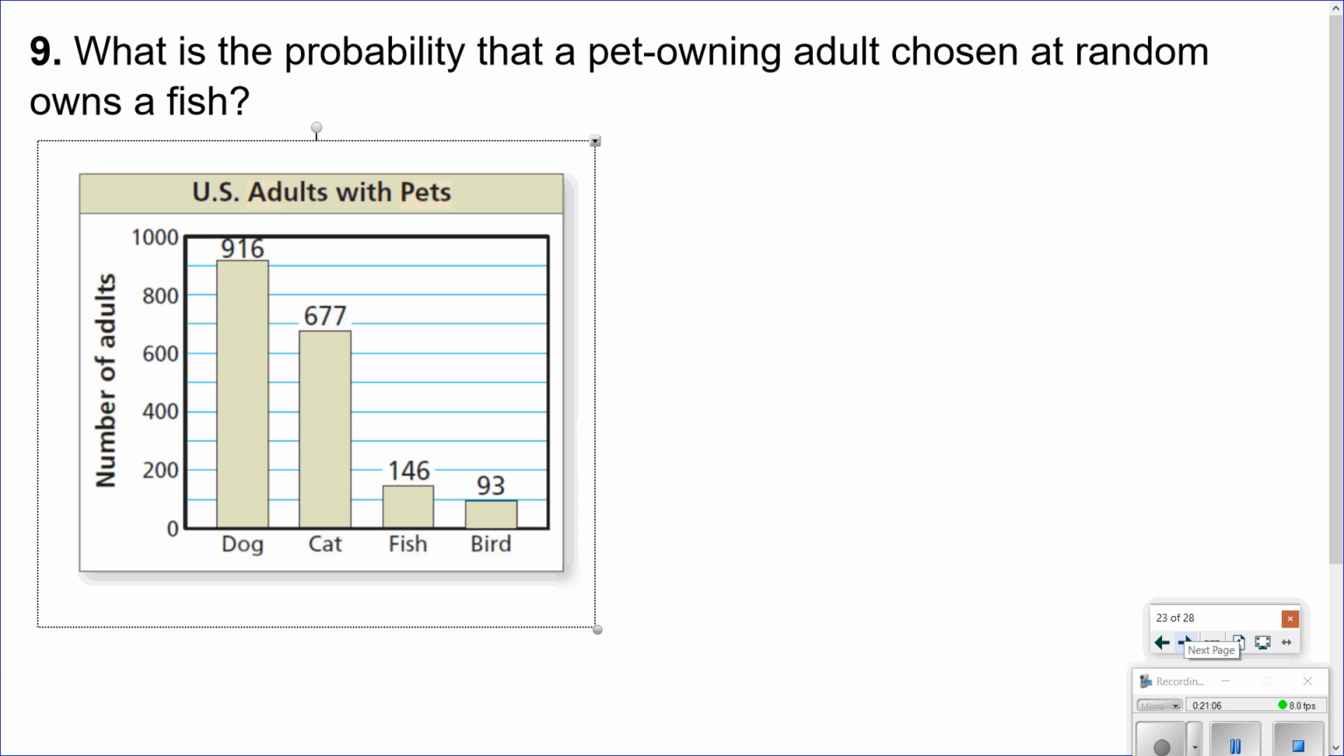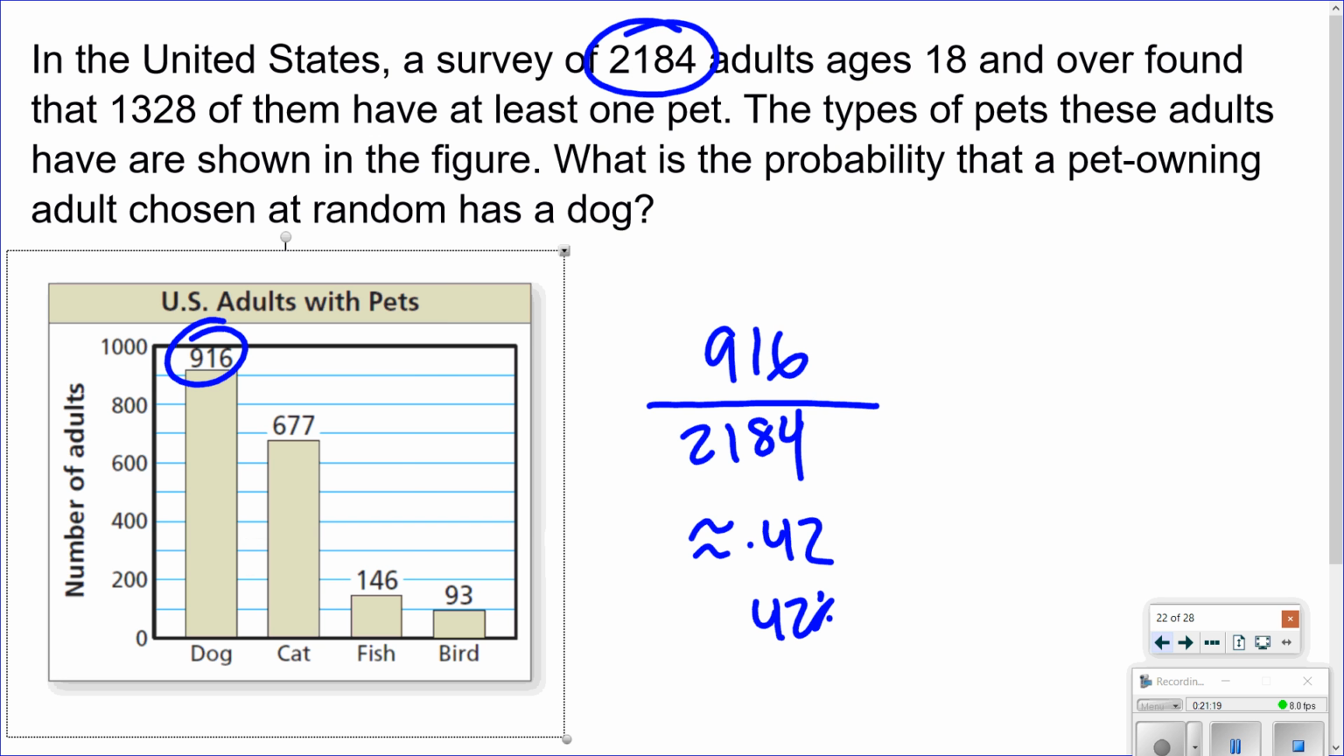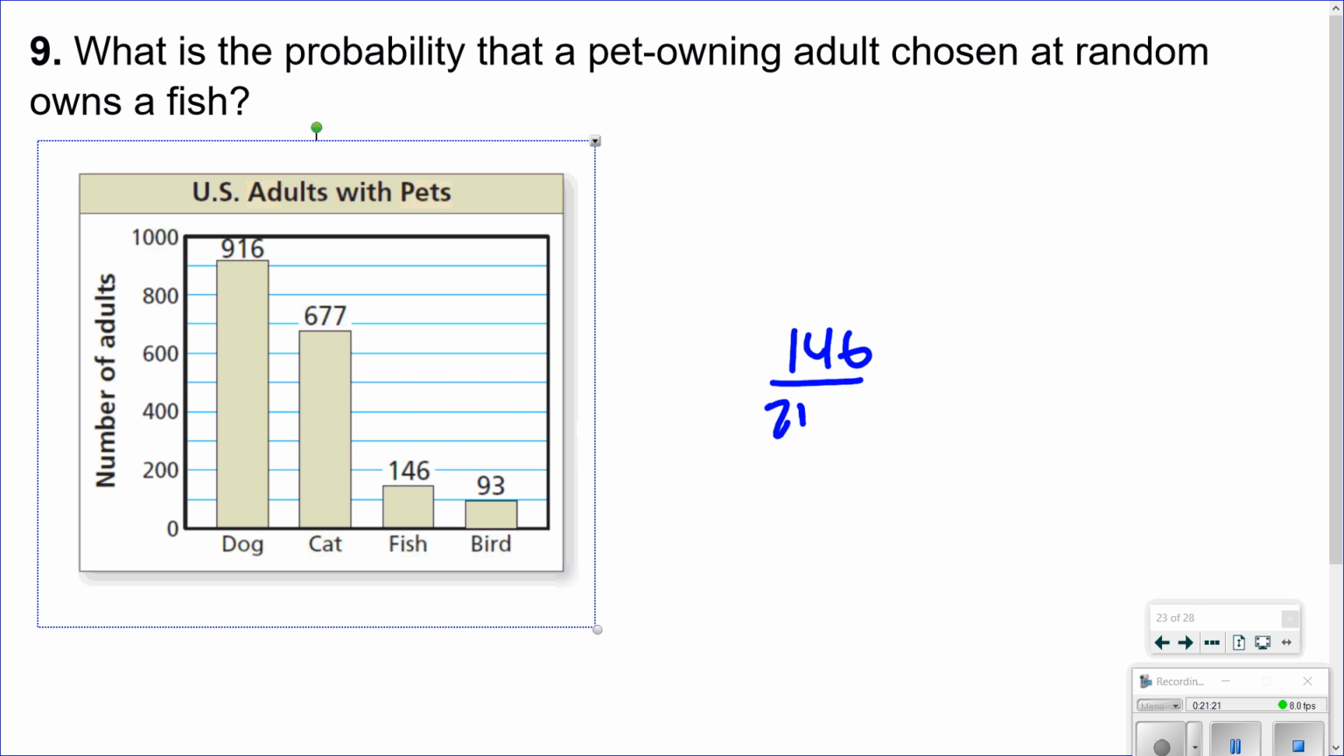What's the probability that a pet-owning adult chosen at random owns a fish? You guys figure that out real quick. 146 over, what was the total again? 2,184. If you want to write that as a decimal, it comes out to be approximately 0.07, or about 7%.